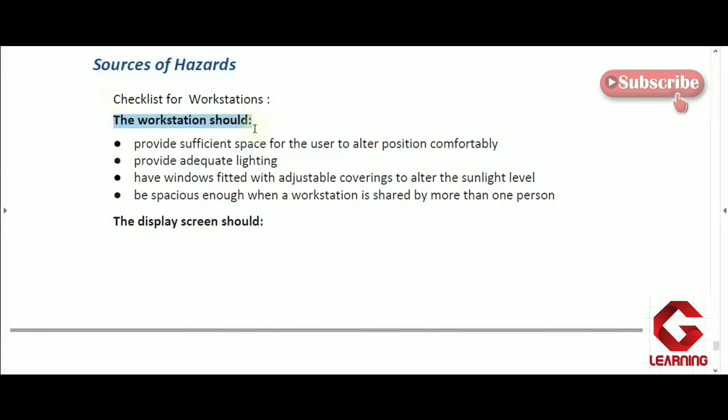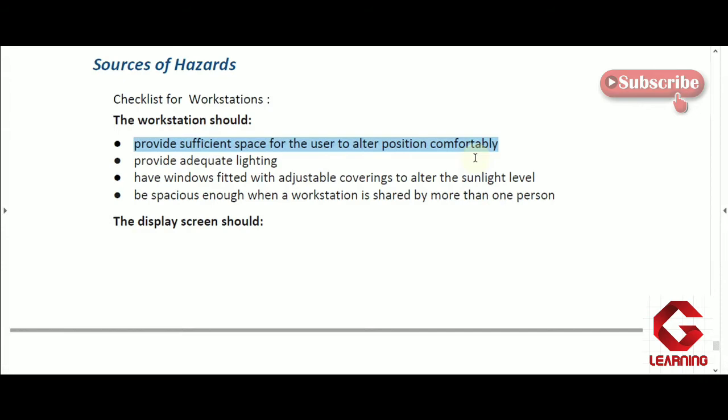Here it is mentioned how the workstation should be, so employees or workers will be able to work there easily. The first one is to provide sufficient space for the user to alter position comfortably. This means that the workspace must be spacious. During a shift change, employees working currently will be able to leave that space, as well as new employees will be able to take their place. So the workstation should be that spacious.